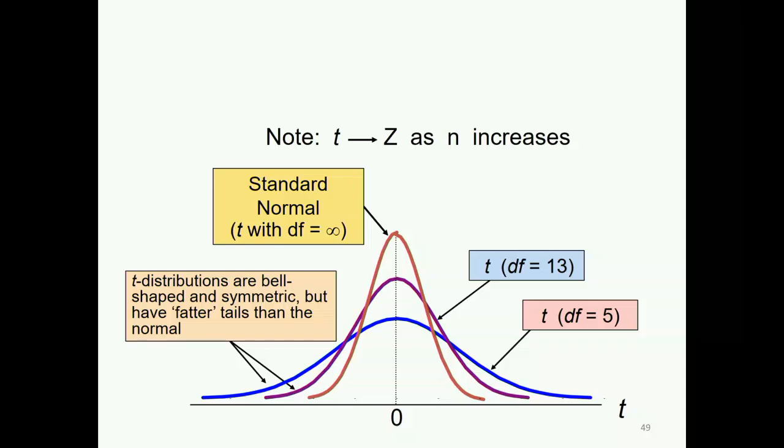This is the standard normal distribution. If you have degrees of freedom 13, it would approach the normal distribution. If the degrees of freedom is 5, it's not looking like this. So the more degrees of freedom you have, which means n minus 1, the closer it gets. Here you have a sample size of 14, here a sample size of 6, n minus 1.